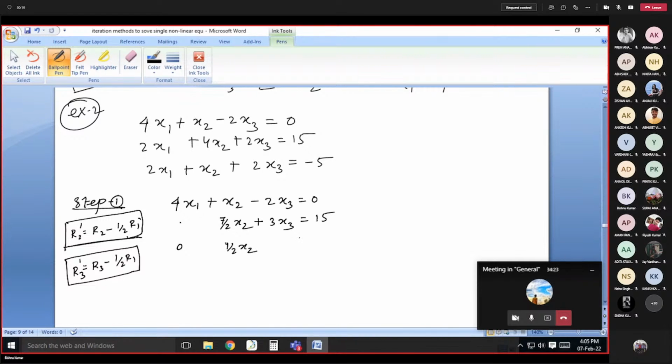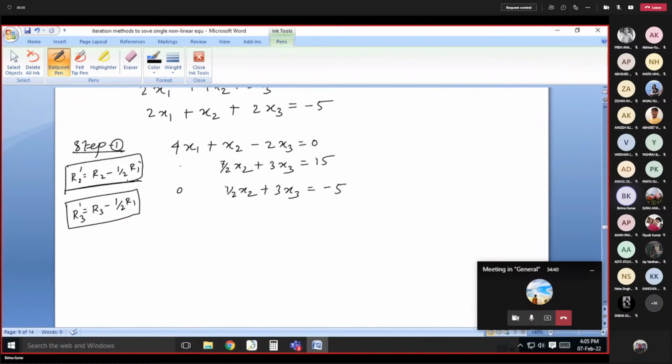X2, and 2 minus minus plus 2 by 2 means 1, so 3x3 again equals to minus 5. Minus 5 minus 0 into half means 0. So these two positions become 0 with the help of this operation, and that operation I perform here, and those values are updated here. You got this? Step 2.